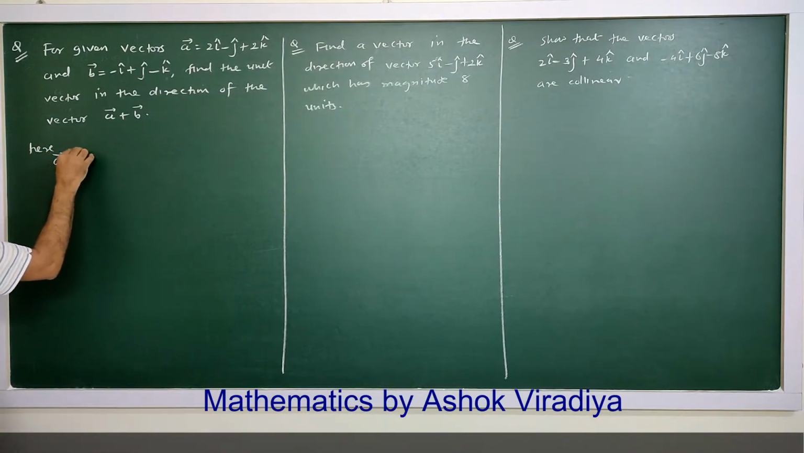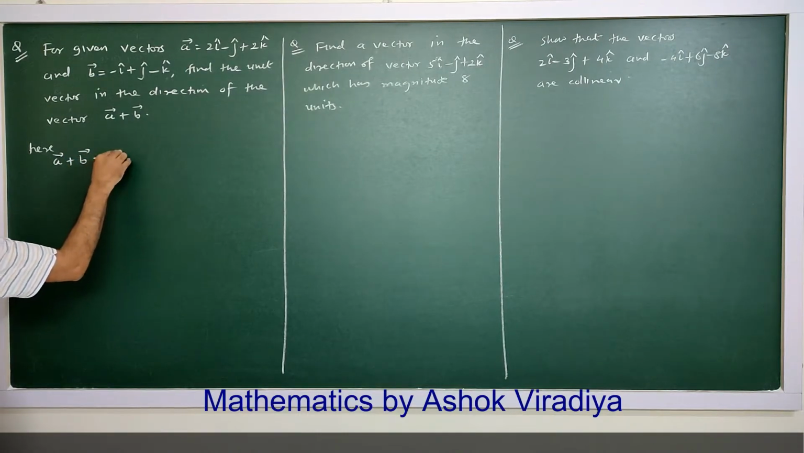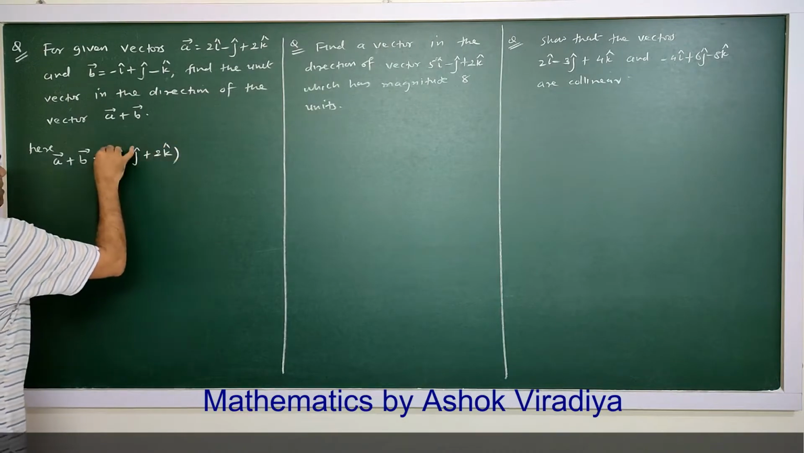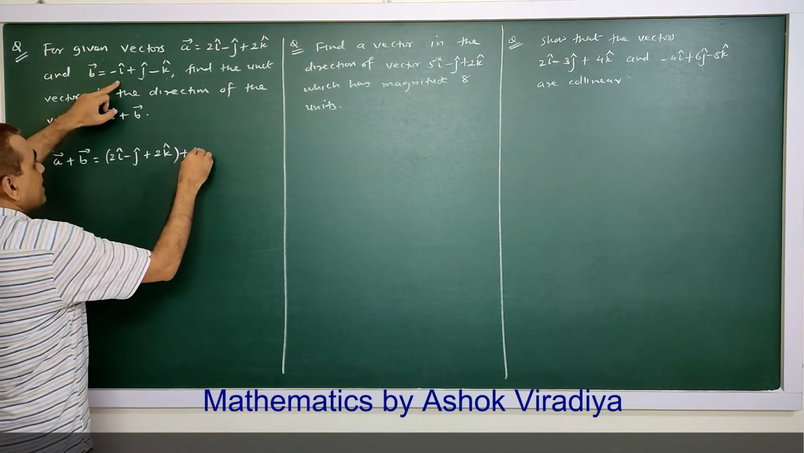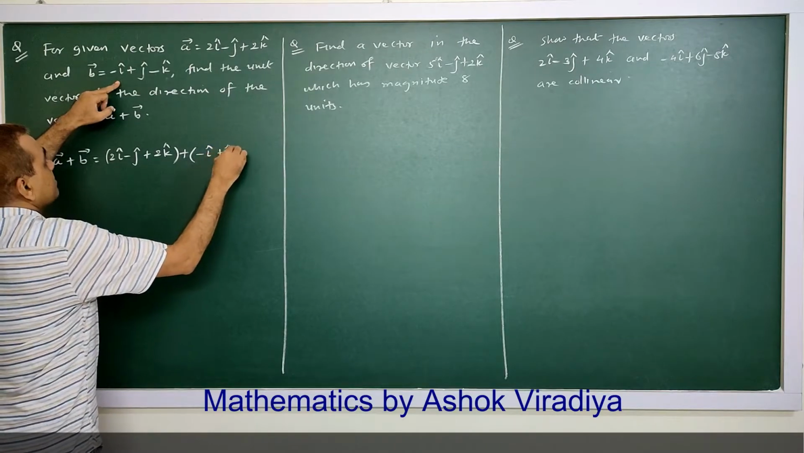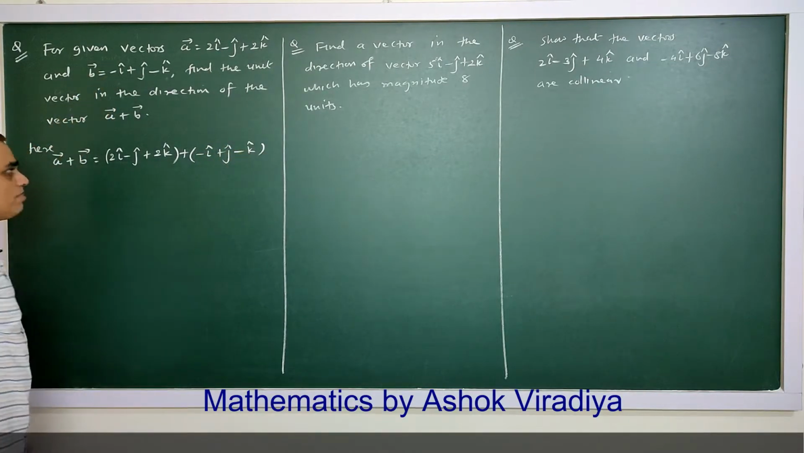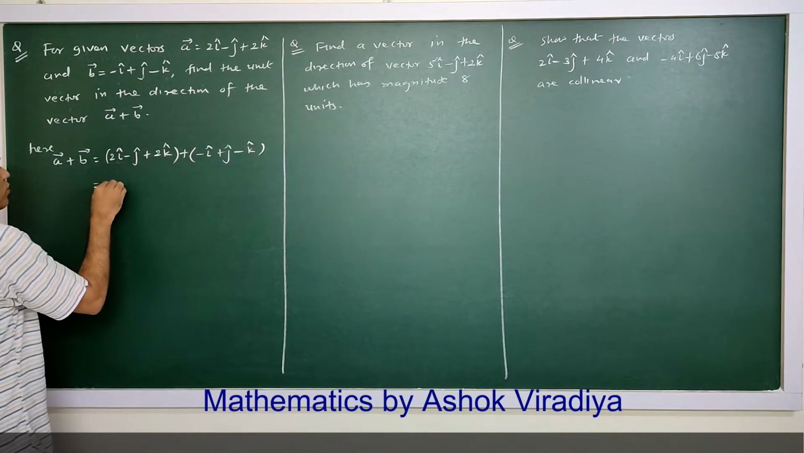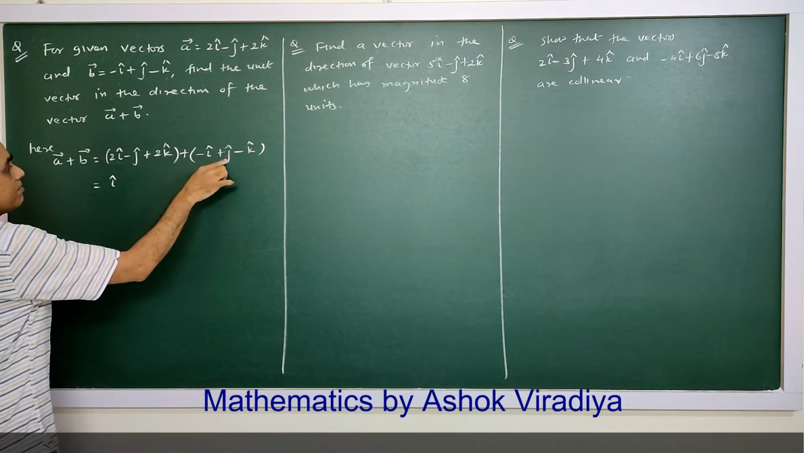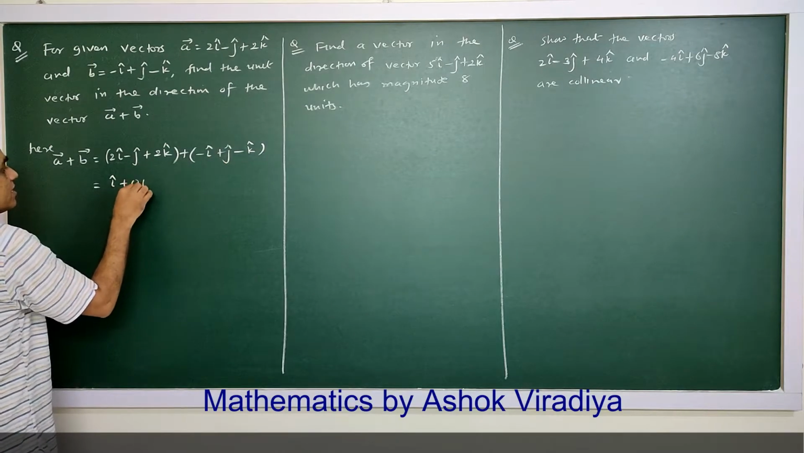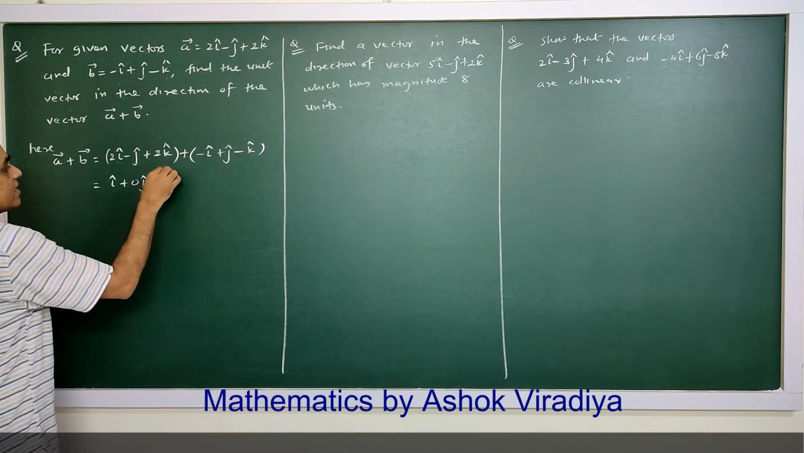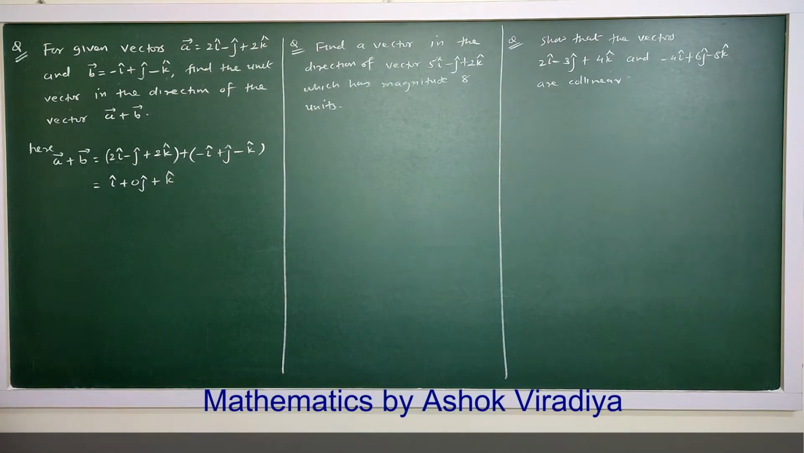Vector A plus vector B is equal to 2i minus j plus 2k plus vector B, which is minus i plus j minus k. So adding them, 2i minus 1i, that is 1i, minus j plus j, that is 0j, 2k minus k, that is 1k. So this is vector A plus vector B.